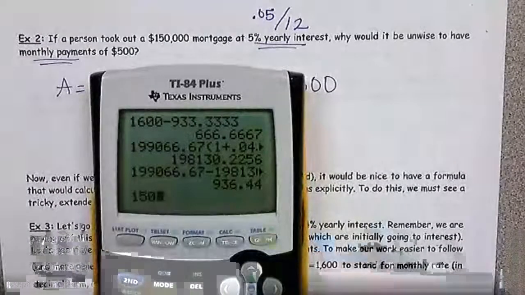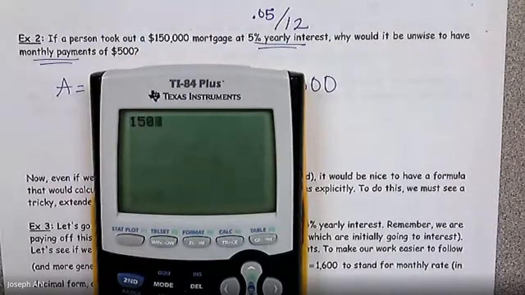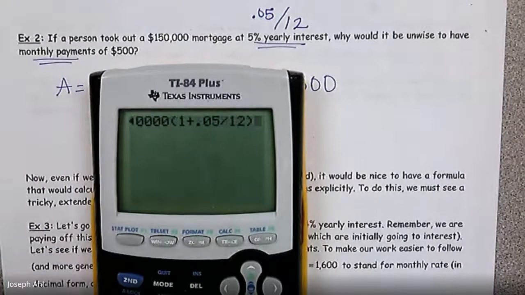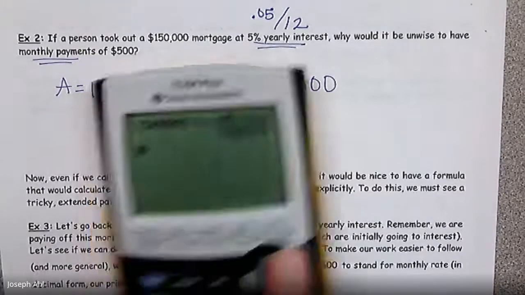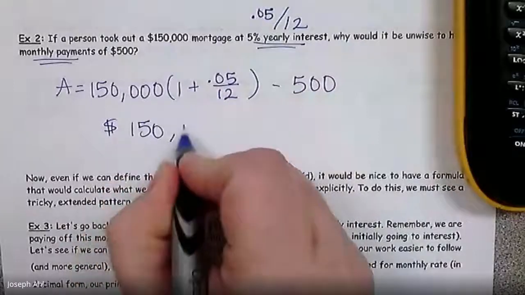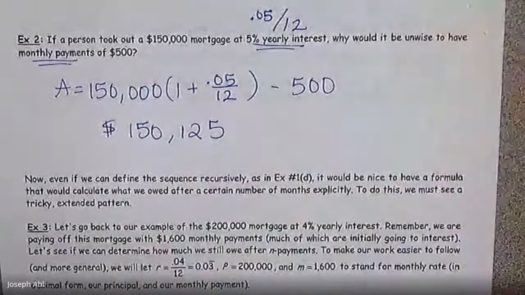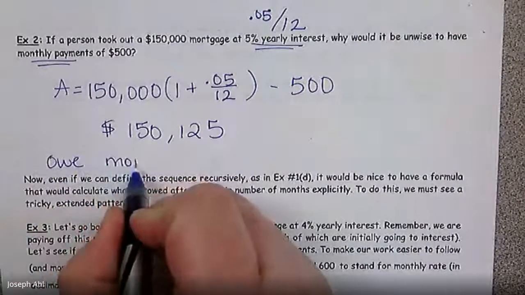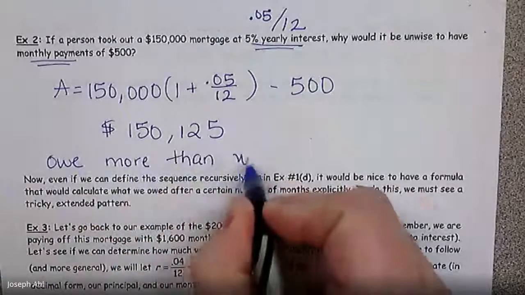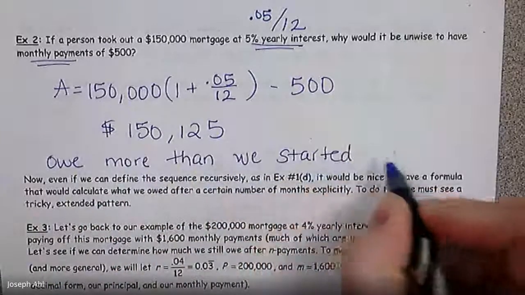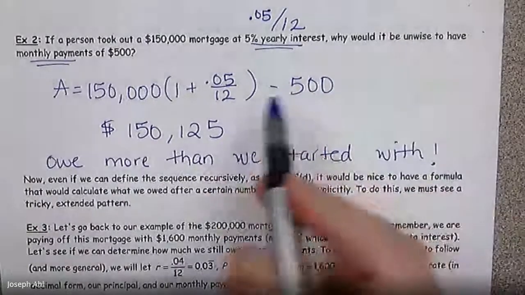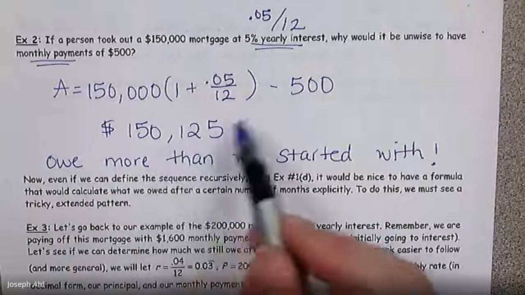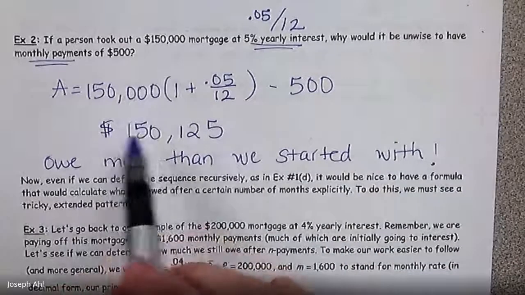So 150,000, let me clear out the screen so it doesn't look so messy, 150,000 times 1 plus 0.05 over 12 minus the monthly payment of $500 is $150,125. So why would it be unwise to make monthly payments of $500? Well, if you look at that total, we owe more than we started with. So if I keep making $500 payments, I'm never going to pay off the loan. This amount's just going to get bigger and bigger. Okay, so that's going to be no good.